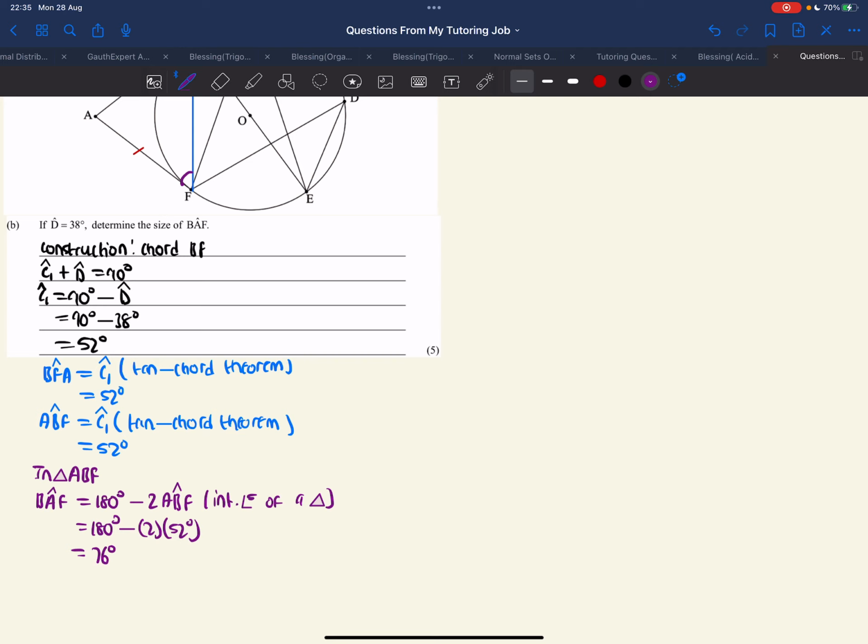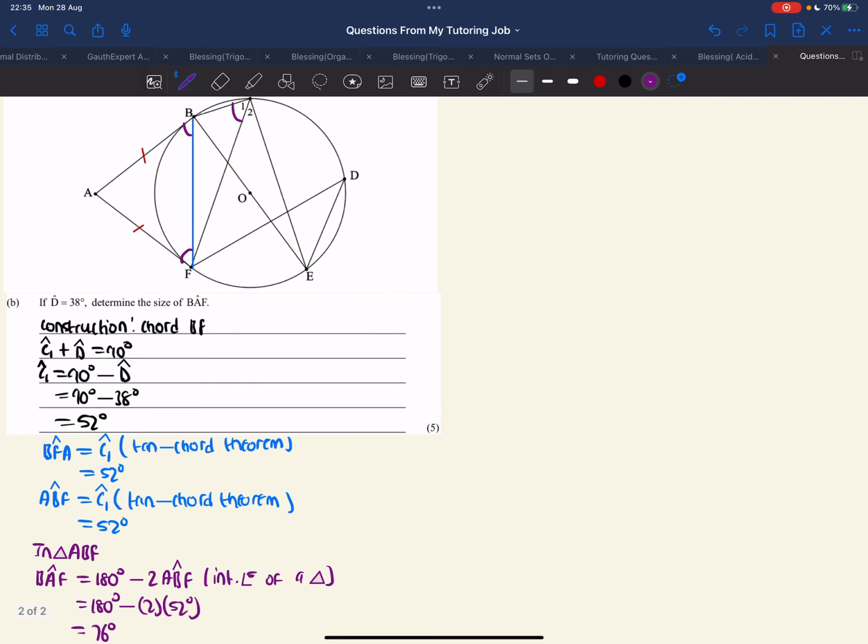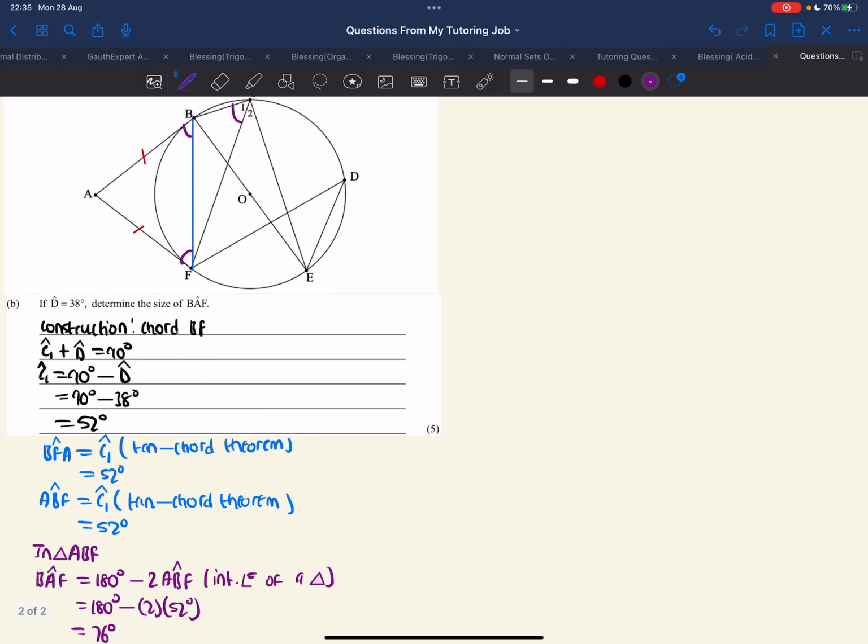76 degrees. So yeah, in this question, the trick was basically doing a construction, and after doing the construction, the question was much easier for you to calculate angle BAF. All right.